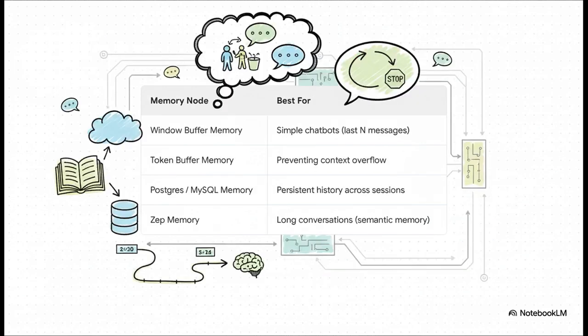So what makes a chatbot feel like you're actually having a conversation? It's memory. Without it, the AI has no idea what you just said 2 seconds ago. n8n gives you a bunch of options here, from simple memory that just remembers the last few messages, all the way up to powerful database-backed memory that can keep a conversation going across days or even weeks.